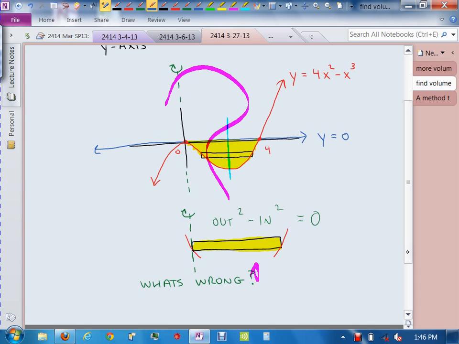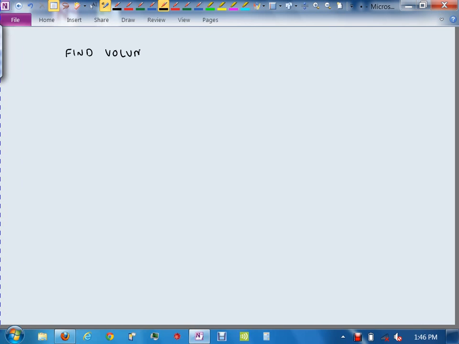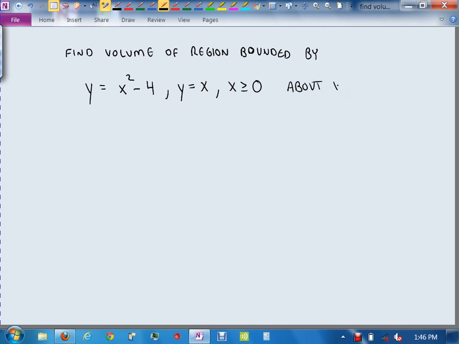Okay. Let's find the volume of the region bounded by y equals x squared minus 4 and y equals x, with x greater than or equal to 0, about the y-axis.